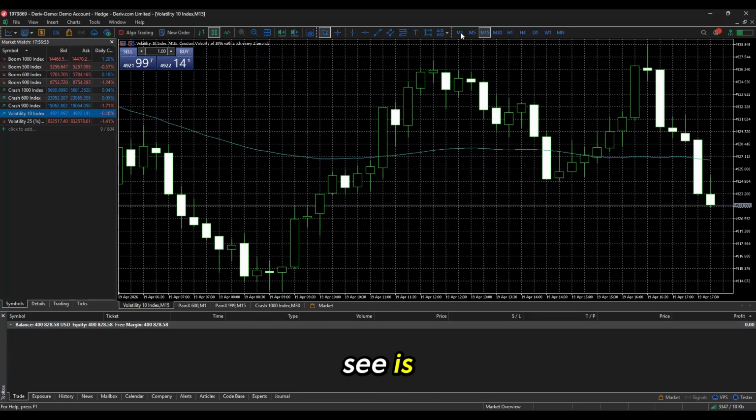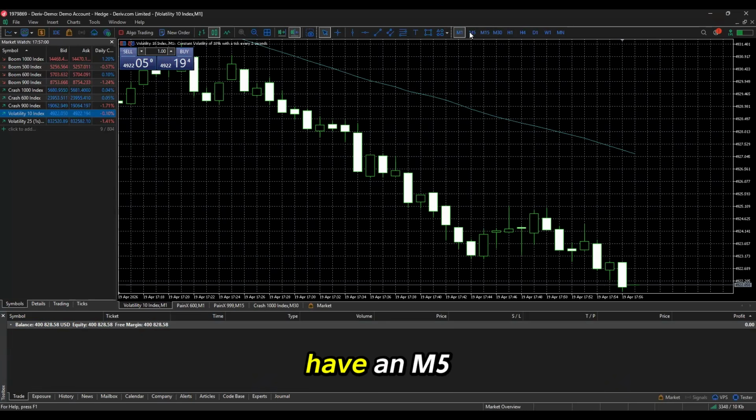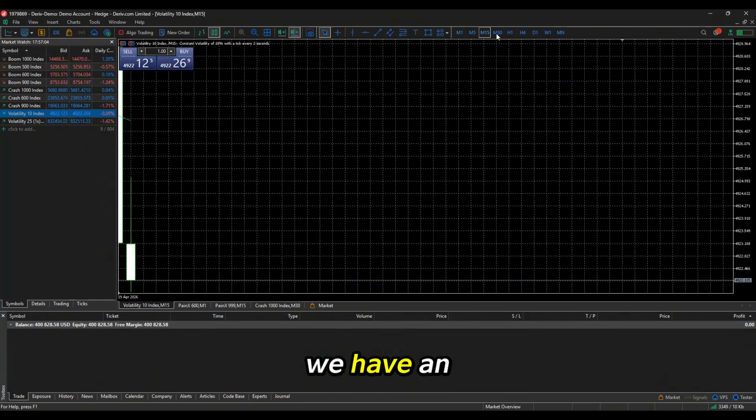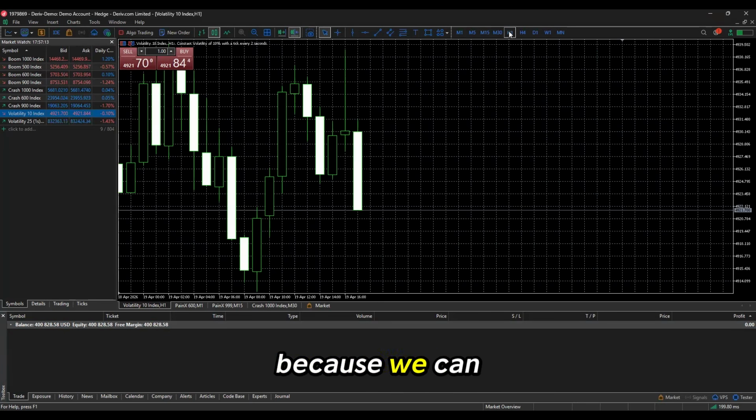What you'd see is we have what you call an M1 time frame. After that, we have an M5 time frame. We have an M15 time frame. We have an M30 time frame. We have an H1 time frame. Remember when I said we're going to be using candlesticks because we can easily understand candlesticks more than the line chart or the bar chart. Well, this is one of the main reasons why we use candlesticks.